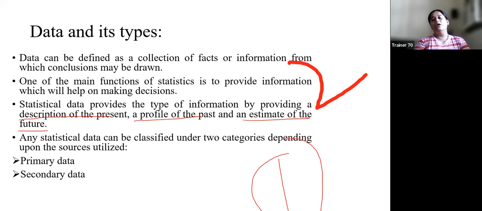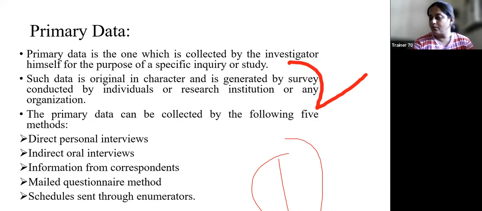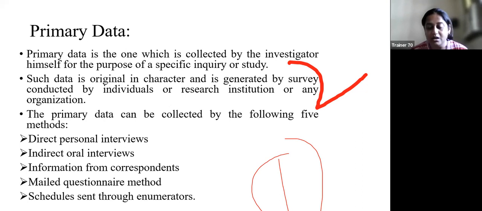Now, we have two types of data. First one is primary data. Second one is secondary data. So what is primary data? Primary data means the data which is collected for the first time, or you can say first hand data. Primary data is also known as first hand data. Why first hand data? Because it is collected for the first time for any specific research or inquiry or survey.